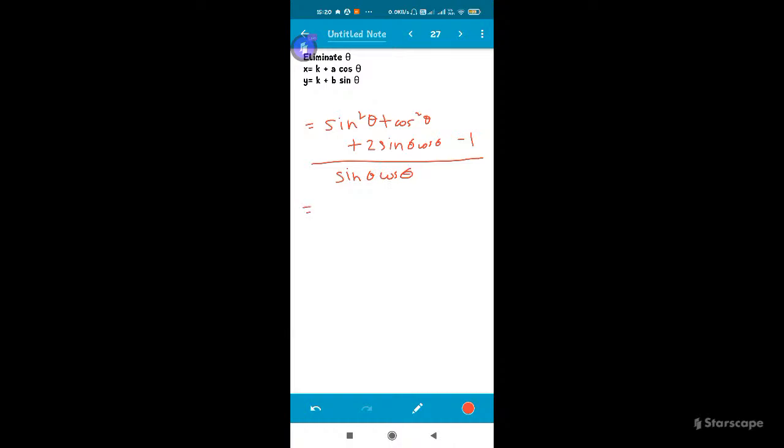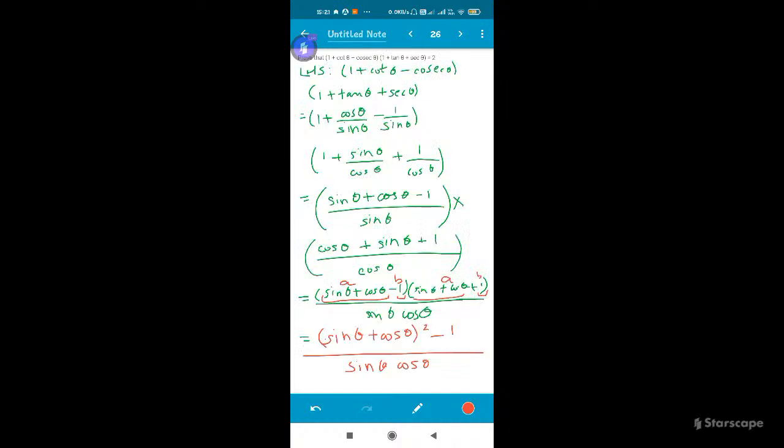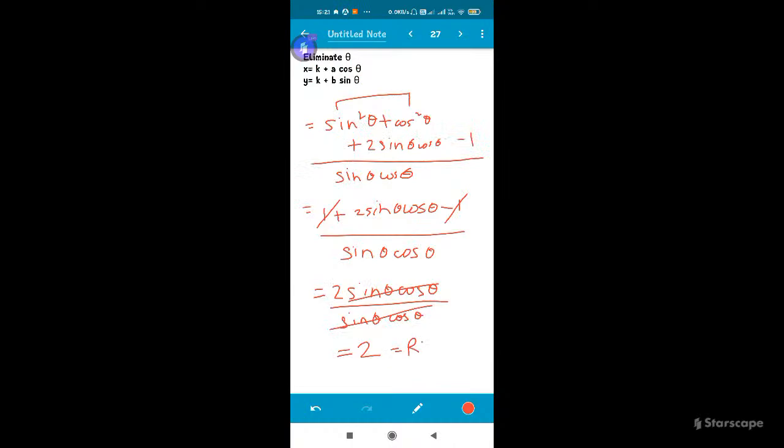Okay, so sin square theta plus cos square theta is 1, from the square relation which I taught you on the first day of this session, into 2 sin theta cos theta minus 1 divided by sin theta cos theta. So 1 and 1 are getting cancelled out. We are left with 2 sin theta cos theta divided by sin theta cos theta. It will get cancelled out and we have 2. And this is the RHS. So we have very easily proven it.